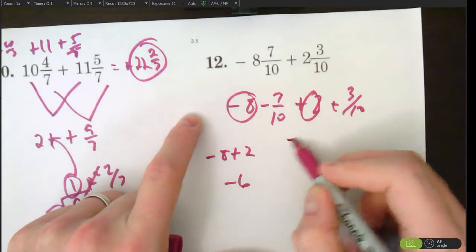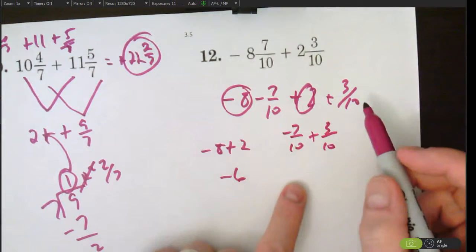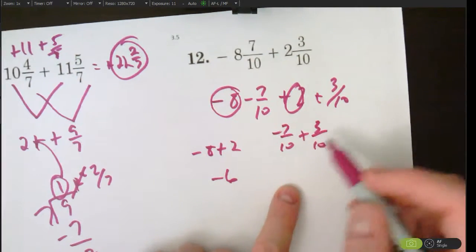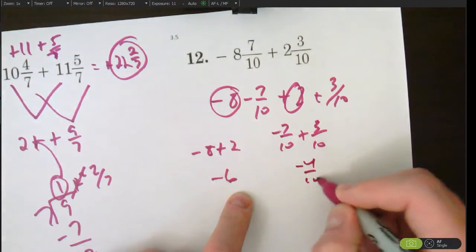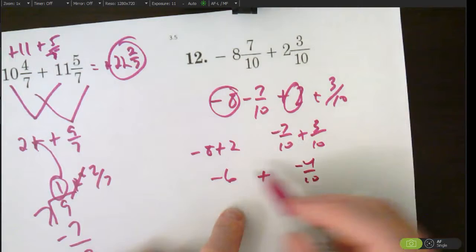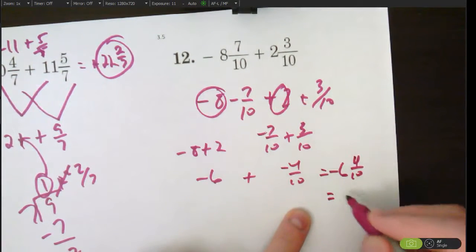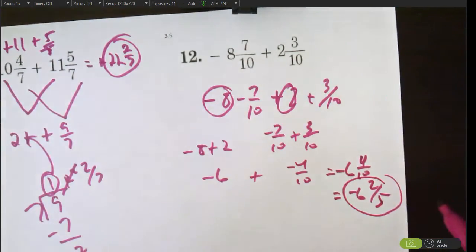And then I've got to add negative 7 over 10 and 3 over 10, which we better hope are the same signs, or I mean, hope it's negative like that one was, which it actually is. Negative 7 plus 3 is negative 4 tenths. And now, since they're both the same sign, I can just make this negative 6 and 4 tenths, which is negative 6 and 2/5.